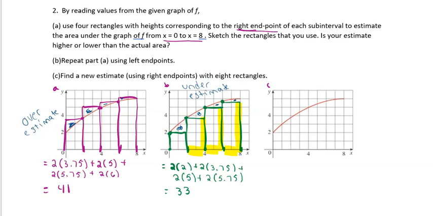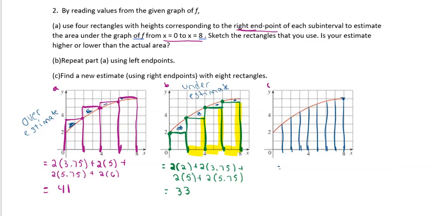Part C says find a new estimate using right endpoints with 8 rectangles. So now I need to split my interval into 8 pieces. So now when I do my area, instead of having 2 times for the base, it's just going to be 1. It's asking me for right endpoints. Let me get all these lines drawn in here. Right, it's asking for right endpoints, so I'm going to start on the right.